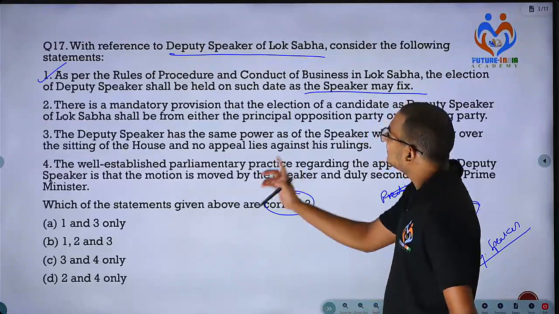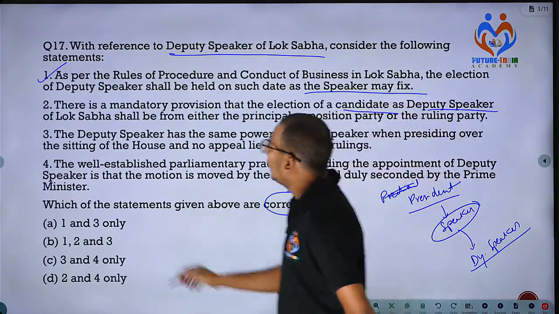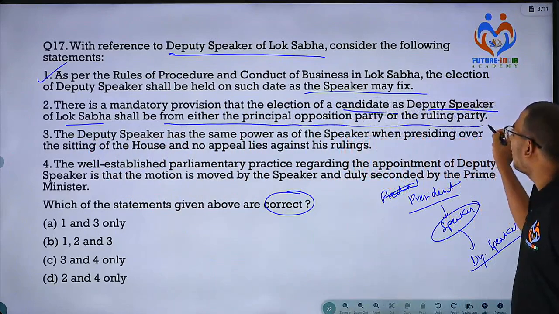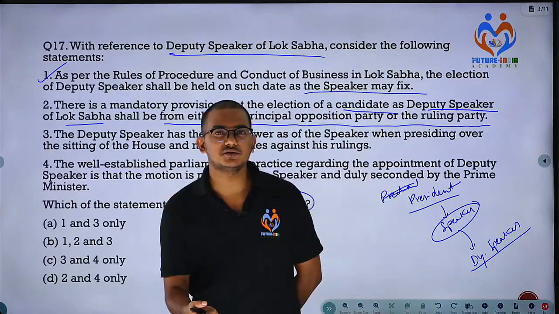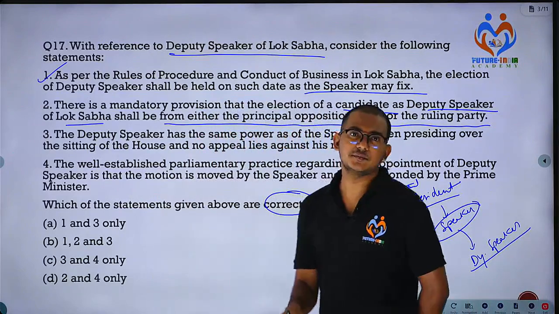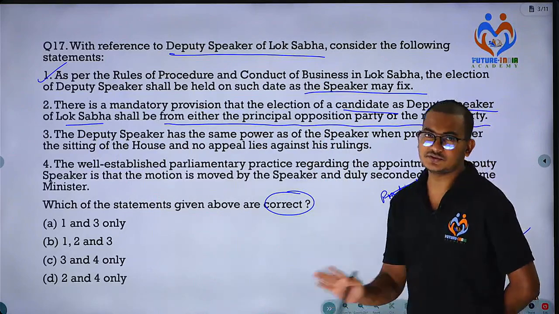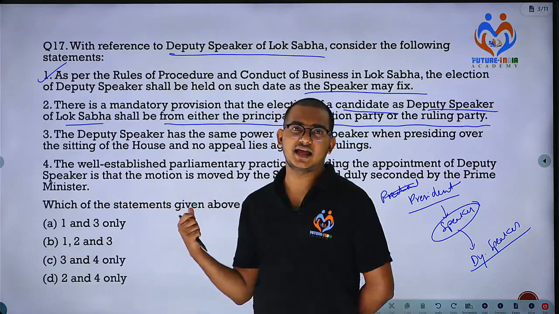Okay. Now there is a mandatory provision that the election of a candidate as deputy speaker of Lok Sabha shall be from either the principal opposition party or the ruling party. Example, either he has to be from the principal opposition party, which means Congress, or from the BJP, ruling party. Okay, but the thing here is actually there is no such rule.